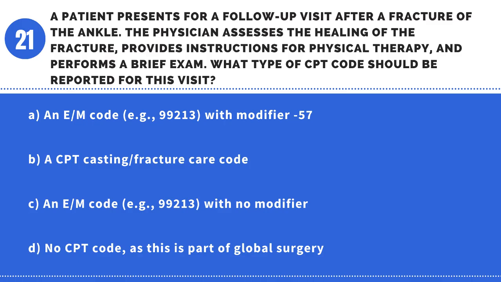Question 21. A patient presents for a follow-up visit after a fracture of the ankle. The physician assesses the healing of the fracture, provides instructions for physical therapy, and performs a brief exam. What type of CPT code should be reported for this visit? A. An E/M code, e.g., 99213, with modifier -57. B. A CPT casting/fracture care code. C. An E/M code, e.g., 99213, with no modifier. D. No CPT code, as this is part of global surgery.